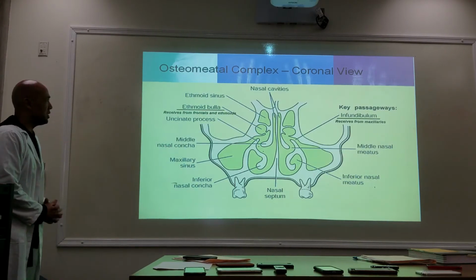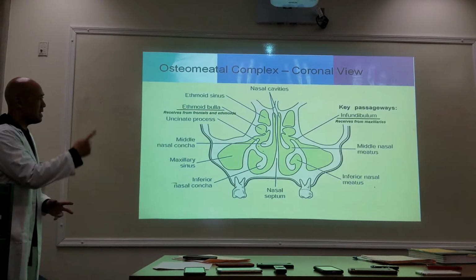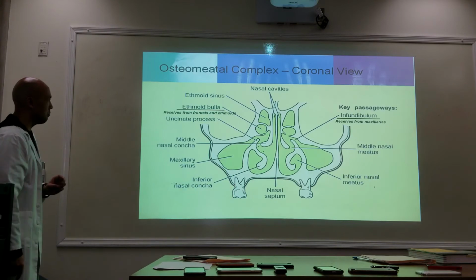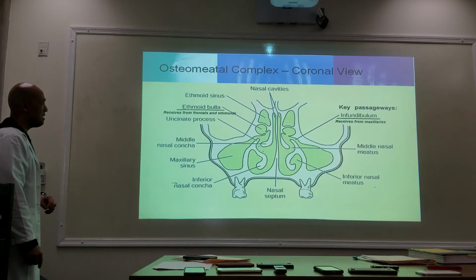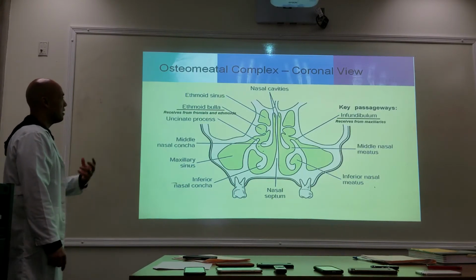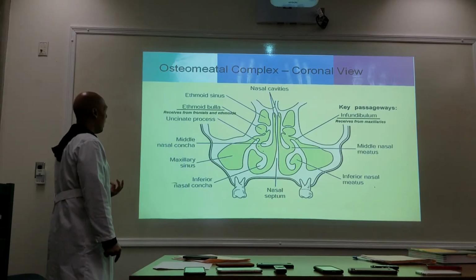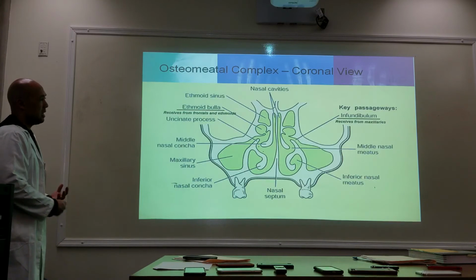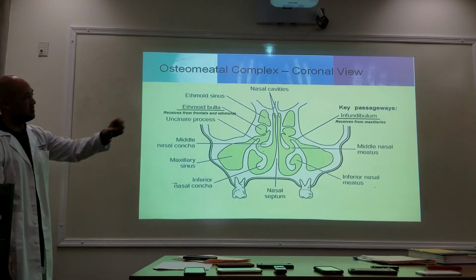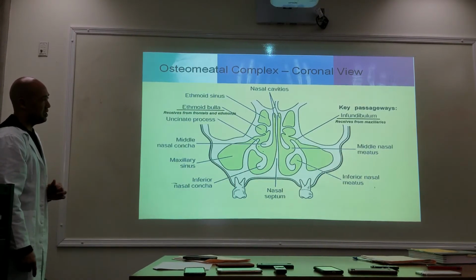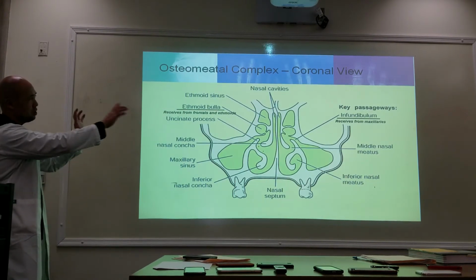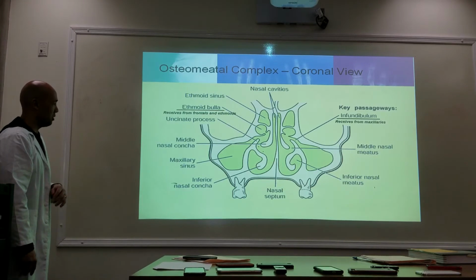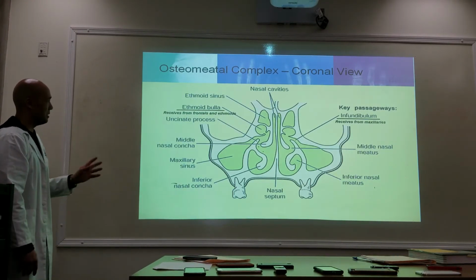The key passageways you need to be familiar with are the ethmoid bulla, which receives fluids from the frontal and ethmoid sinuses, and then the infundibulum, which is the communication with the maxillary sinuses. Those are the two important ones that I need you to be familiar with. Everything else, not a big deal. But it's the ethmoid bulla and the infundibulum.